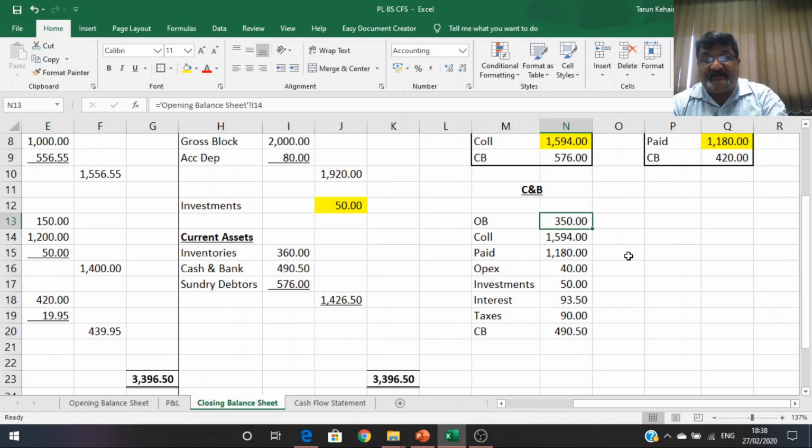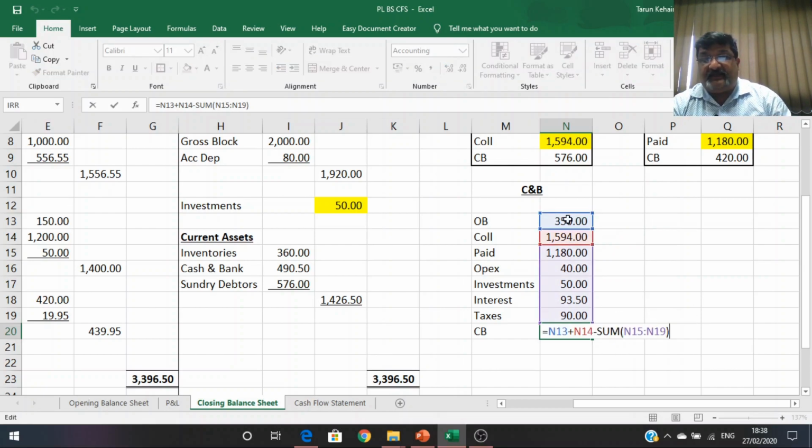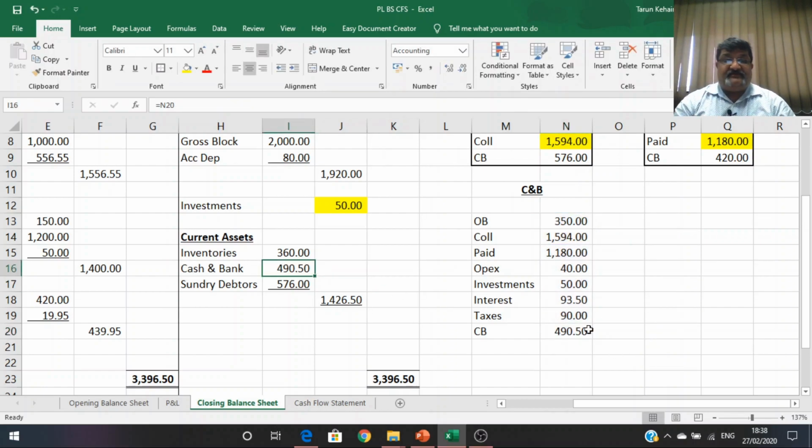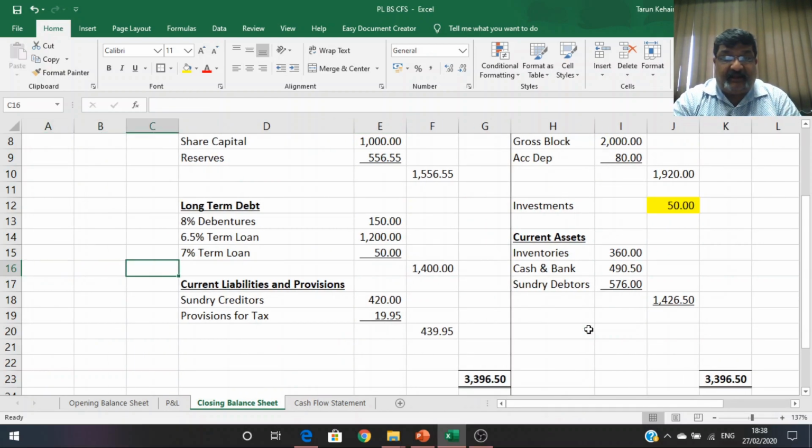So if you add the opening balance with the collection and you reduce all your payments, you should get the closing balance, which you can see as a part of the formula. I've added these two and reduced all the payments to arrive at a closing balance of 490.5, which is appearing as a cash and bank balance here, right? So that completes the asset side. And now we move to the liabilities. We have already done the current liabilities and provisions.